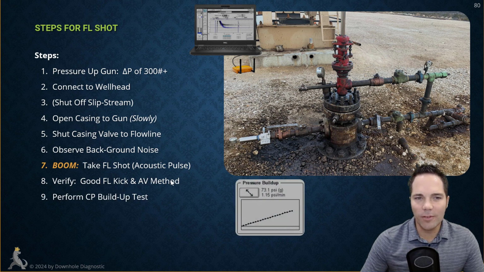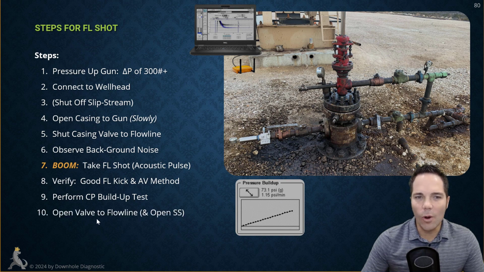After taking the fluid level shot, you perform a casing pressure buildup test. So we're going to see how fast the casing pressure rises, and that's going to go into a correlation to approximate how much gas is coming up the annulus. So remember, the gas that's coming up is trapped now because this is closed off, and so we're going to see an increase in casing pressure if it is producing gas. In this particular case, it's increasing 1.15 psi per minute.